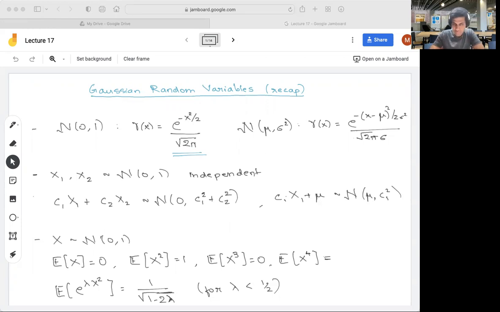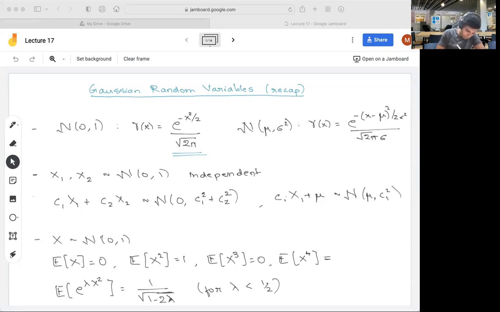And more generally, when you have a Gaussian random variable with mean mu and variance sigma square, we can write a density function, which is basically a slight change of variable in the first expression. I also claimed, though did not prove, that if you have two independent Gaussian random variables, then basically linear and affine combinations also give you Gaussian variables.